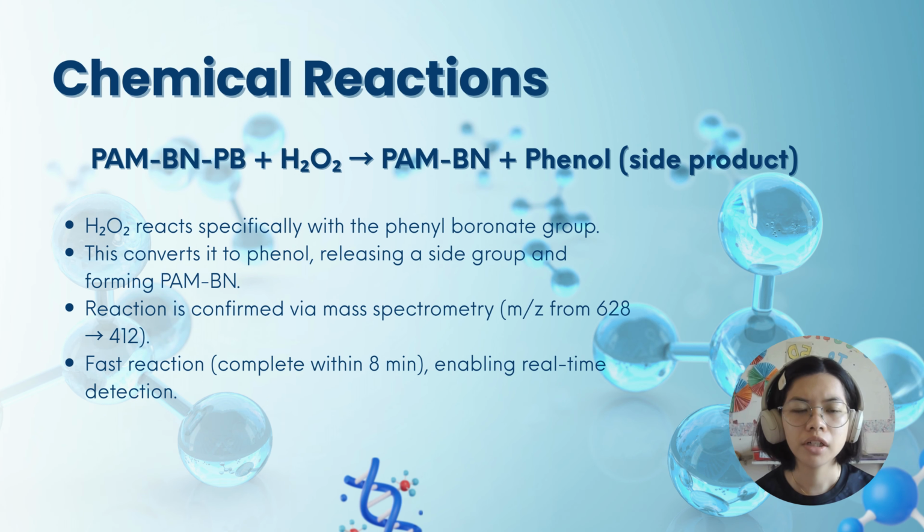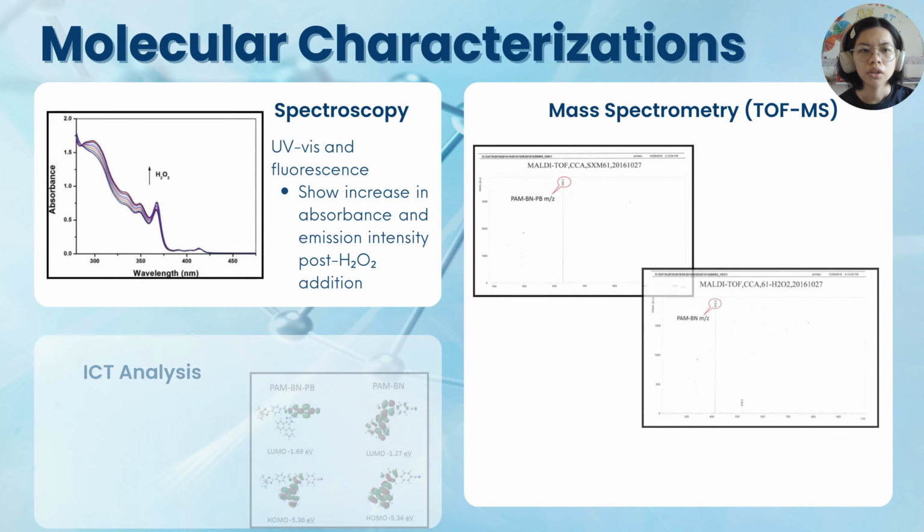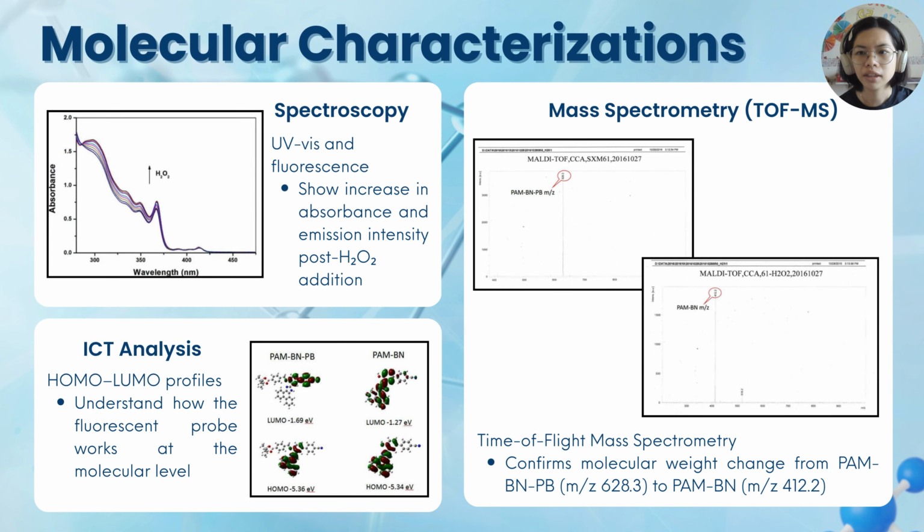Continuing with the chemical reactions, the equation is as shown in the slide. The PAM-BN-PB reacts specifically with hydrogen peroxide, converting its phenylboronic group into a phenol and forming PAM-BN. This fast reaction, which typically takes under 8 minutes, blocks the ICT process and turns on fluorescence, enabling real-time H2O2 detection.